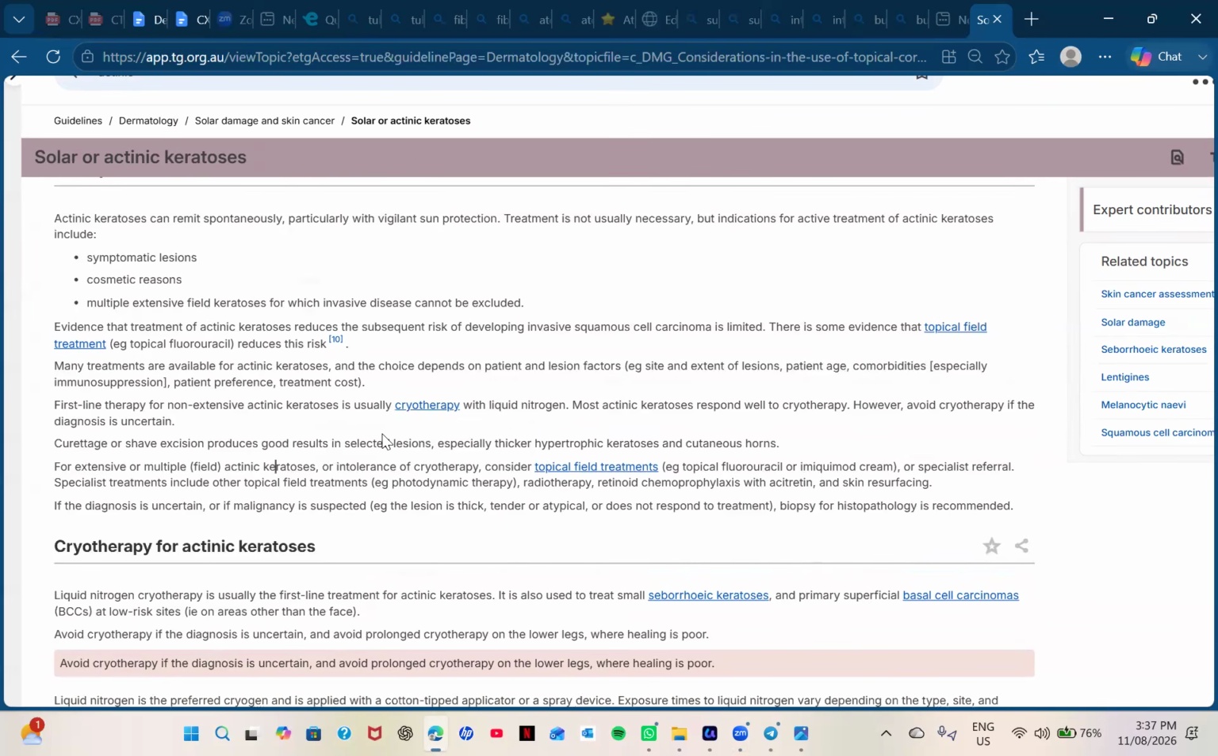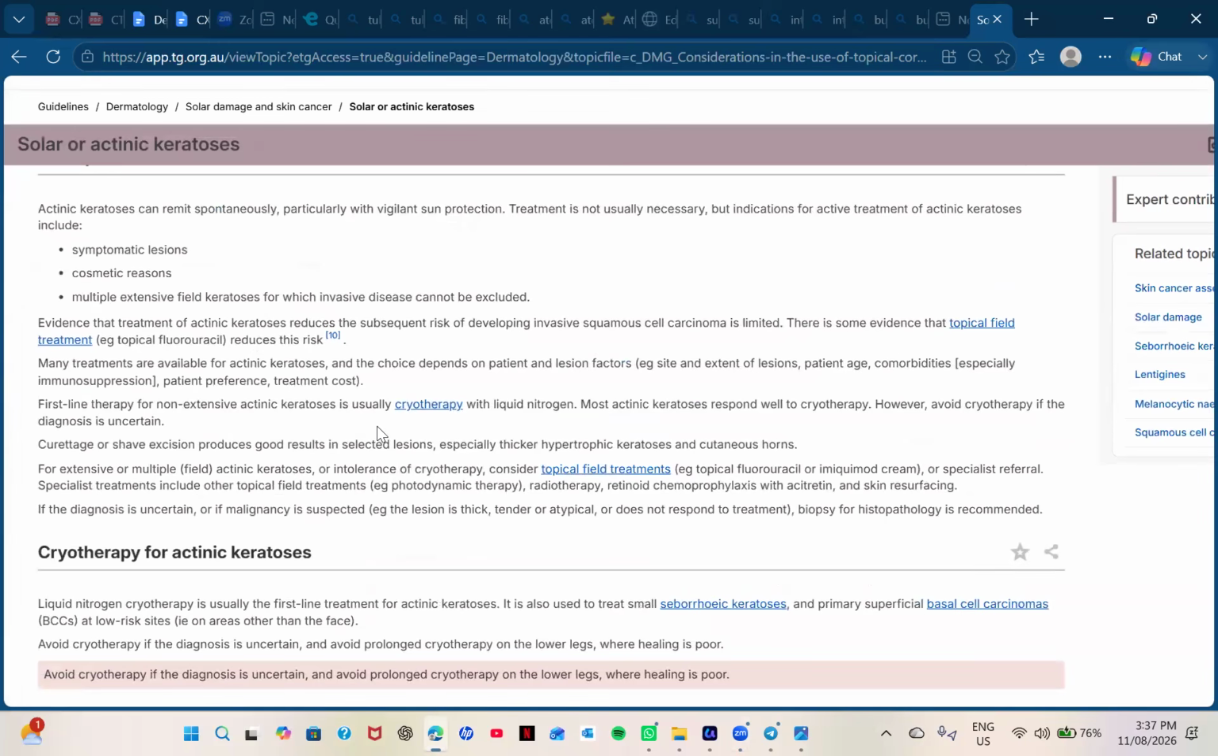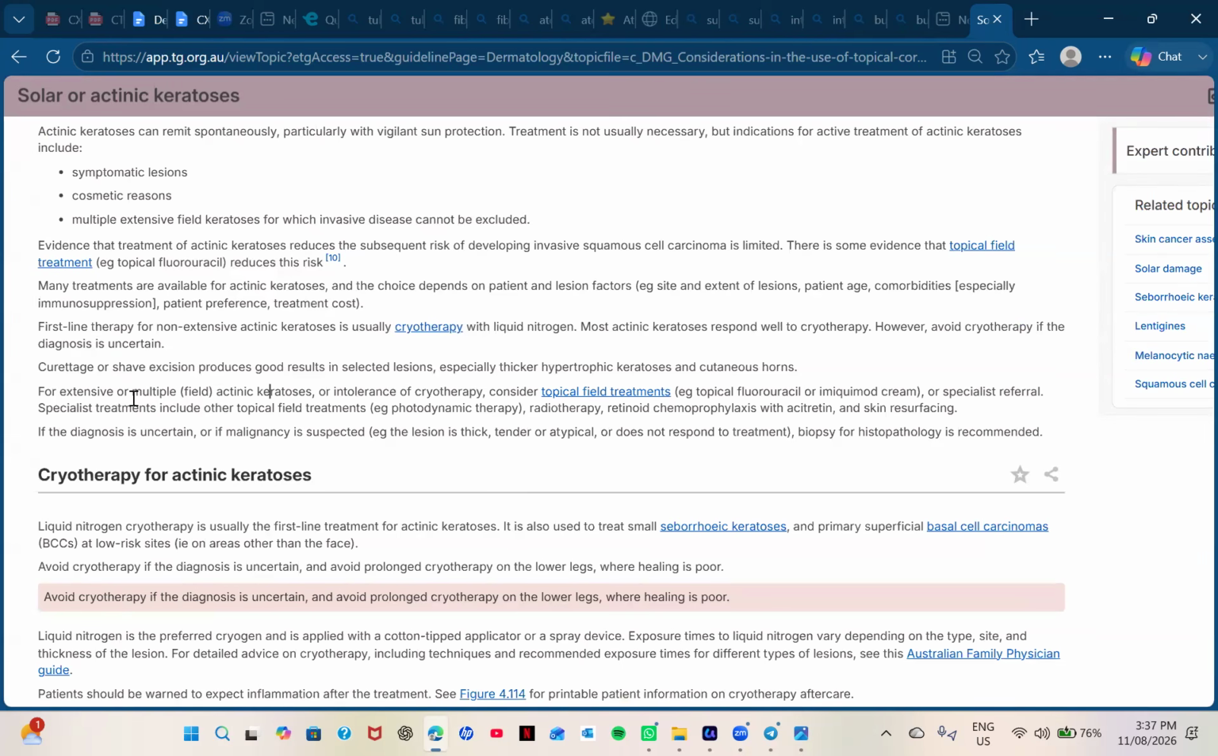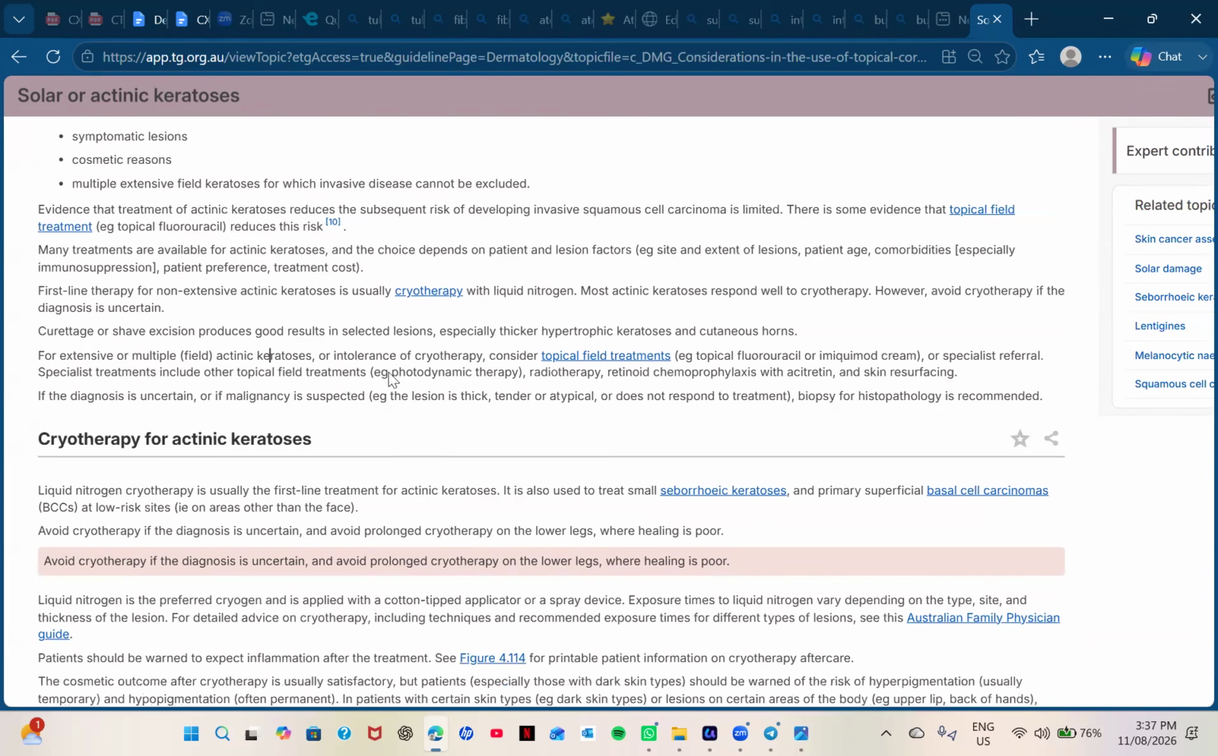Many treatments are available for actinic keratosis. The choice depends on the patient's lesion. The first line therapy for non-extensive actinic keratosis is cryotherapy with liquid nitrogen. Most actinic keratosis respond well to cryotherapy. However, avoid cryotherapy if the diagnosis is uncertain. Curettage or shave excision produce good results in selected cases.